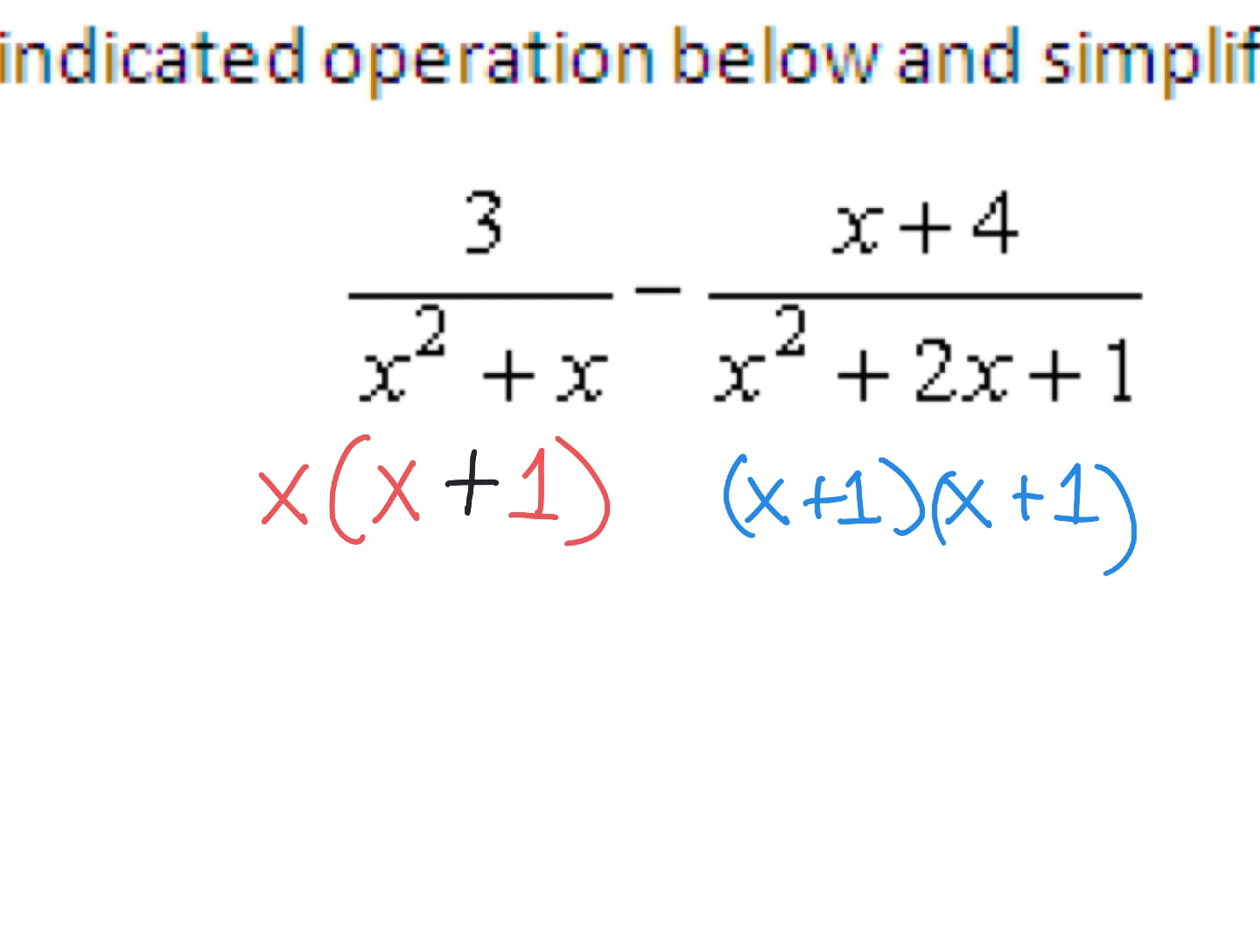So that's step 1. You got to factor your denominators completely. And then for the rest of the problem, I kind of just use the factored denominators instead of the originals because it's just a little easier. So the first fraction is now 3 over x times x plus 1. The second fraction is now x plus 4 over x plus 1 times x plus 1. So that's step 1.